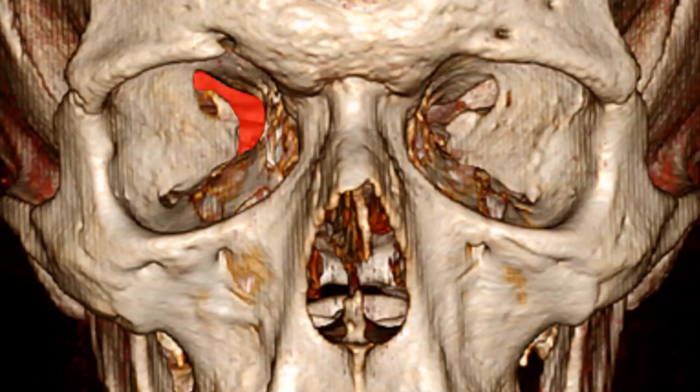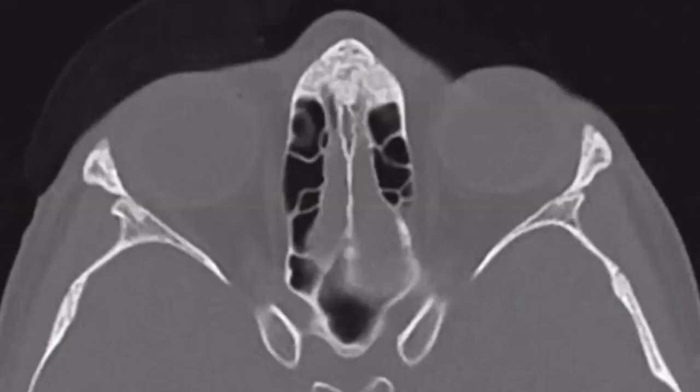And you can also see them on imaging. This is a three-dimensional reconstruction of a CT of the brain, and this is the superior orbital fissure, and here we have the inferior orbital fissure located between the maxillary bone and the sphenoid bone.